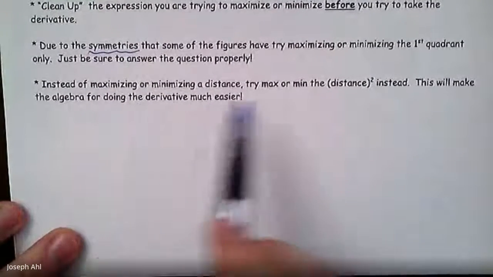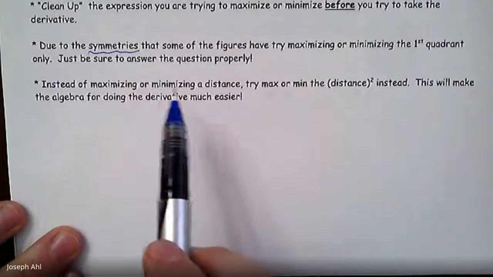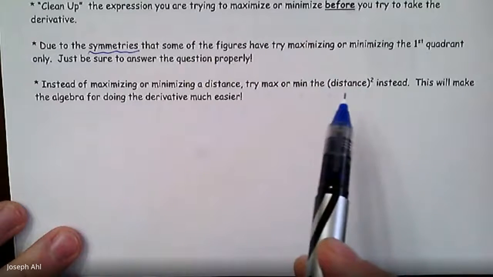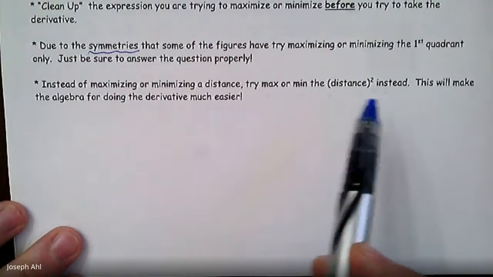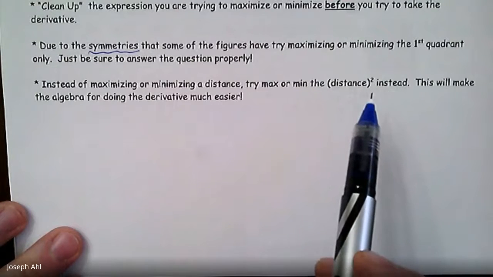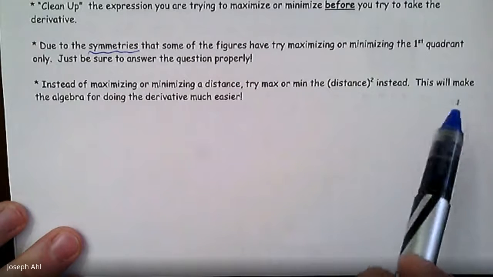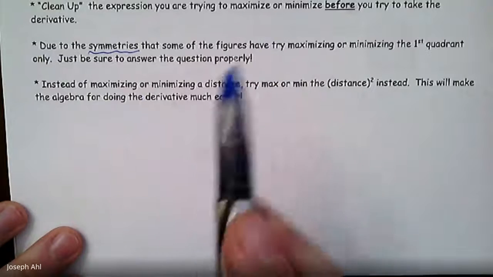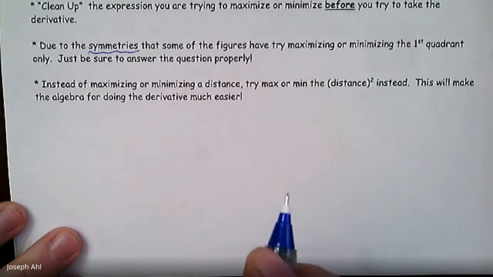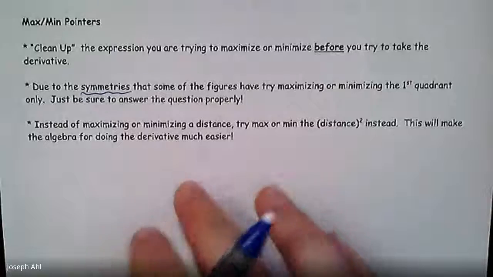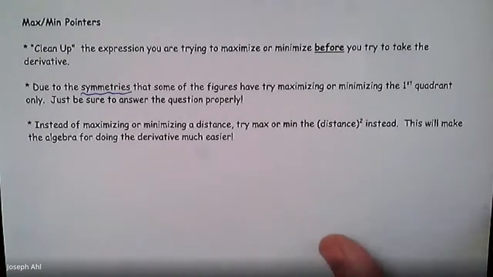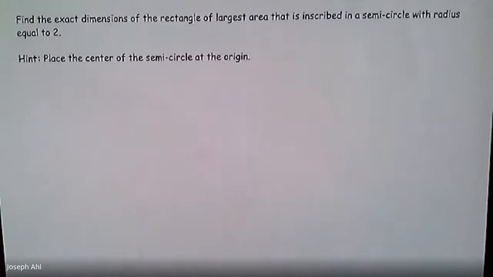And then if anything's involving distance specifically, instead of maximizing or minimizing a distance, try to max or min the distance squared instead. That's going to be a nicer looking function to apply some maximization techniques with derivatives to, because this will make the algebra for doing the derivative much easier. So just a couple quick notes. I think these will be helpful pointers as you continue to do more max-min practice. We've got one max-min to try.